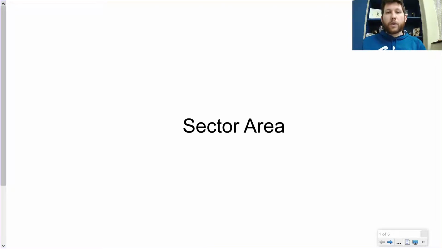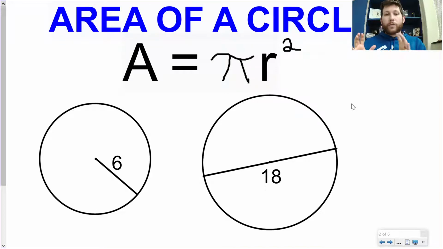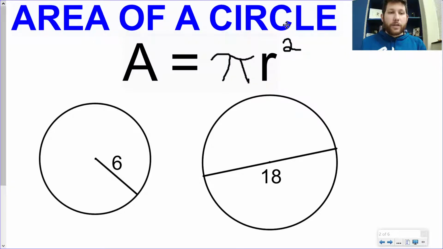In this video, we're going to take a look at sector area. Now, before we look at areas of sectors, just like we did with circumference and arc length, we want to talk about the area of a circle and then think about how we can split this circle up. So remember that the area of a circle is found by pi r squared.